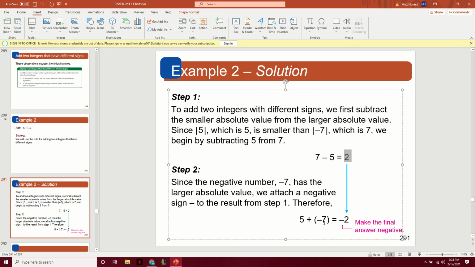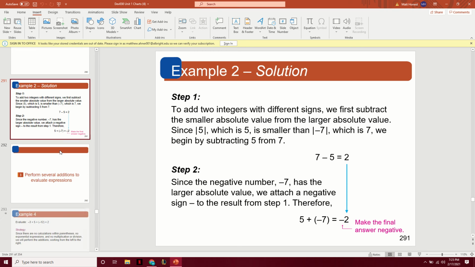Now I look back at the original problem, and the original problem here has a negative in front of that 7. So that means our answer will be negative. So for adding integers that have different signs, subtract them and give it the sign of the bigger number.